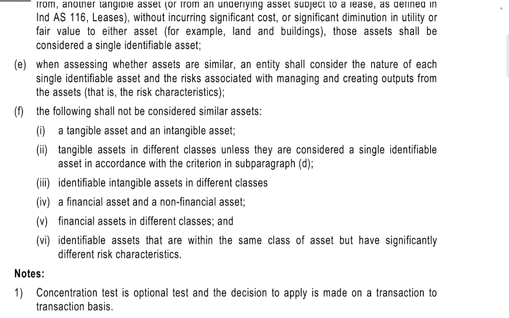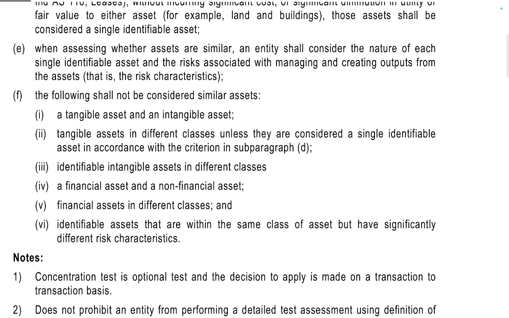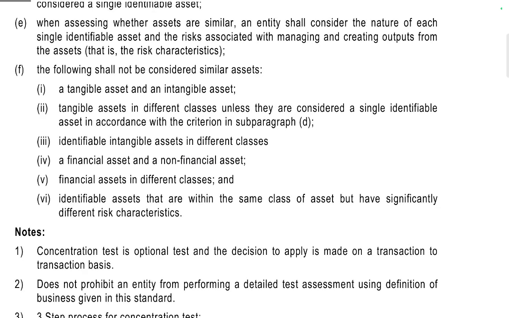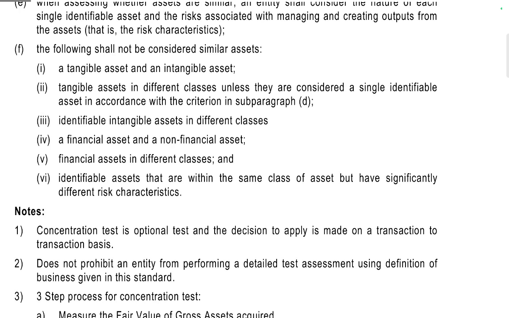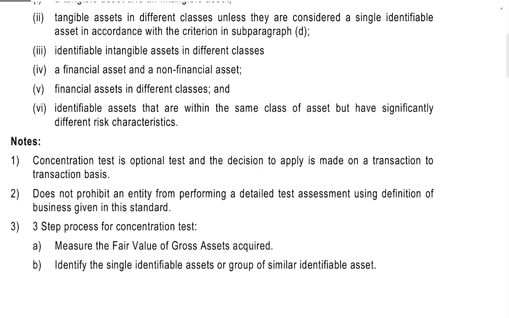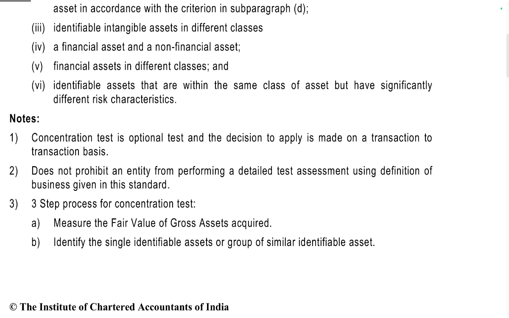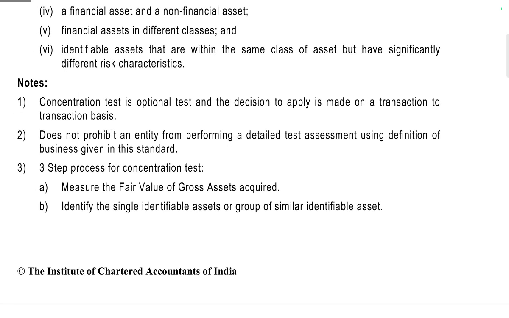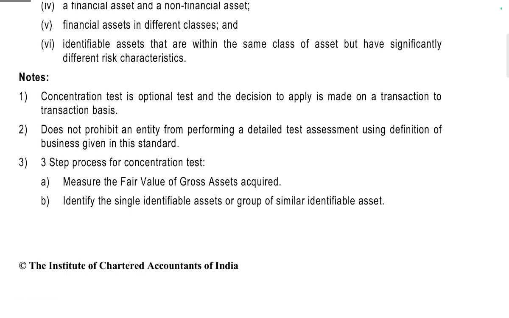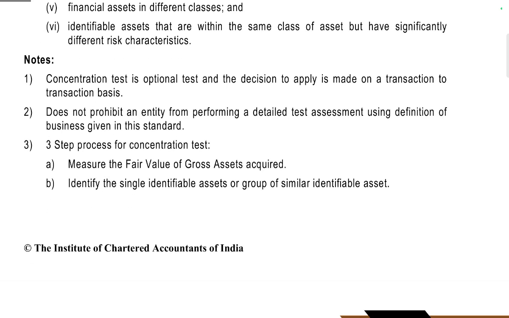When assessing whether assets are similar, the entity shall consider the nature of each single identifiable asset and the risks associated with managing and creating outputs from the asset, for example risk concentration. The following shall not be considered as similar assets: tangible assets and intangible assets; tangible assets in different classes, unless there is a specific identifiable asset acquired; identifiable intangible assets in different classes; and financial assets and non-financial assets. Financial assets are different classes. Identifiable assets that are in the same class but have significantly different risk characteristics are also not similar.